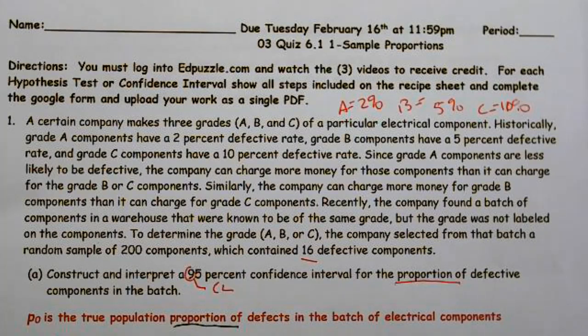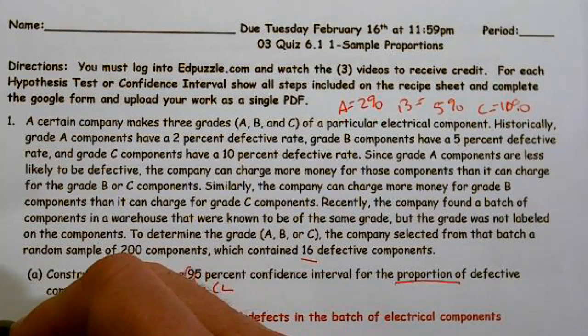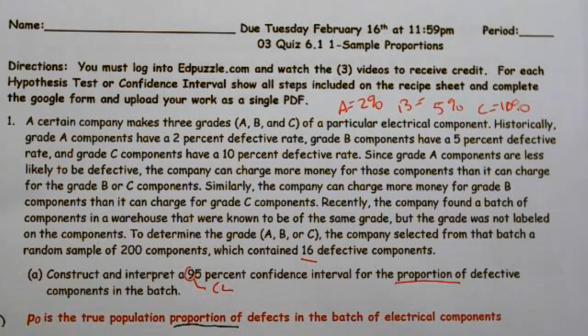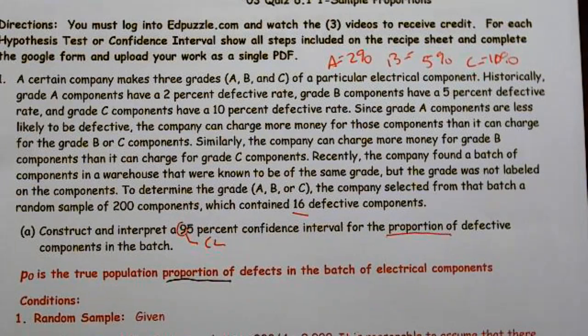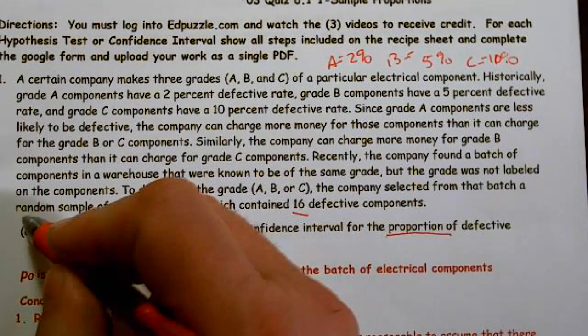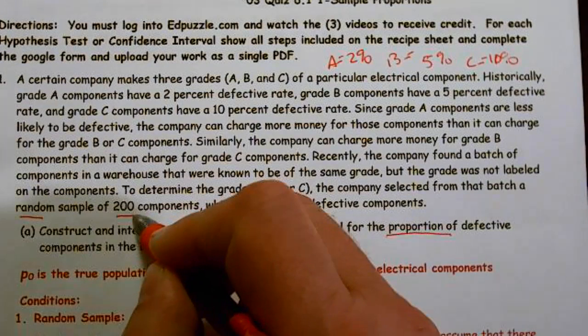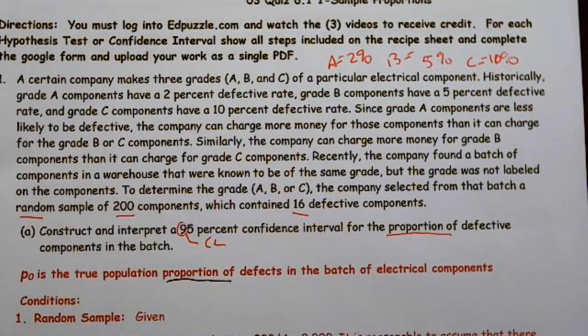Okay, continuing on. Our next step on the recipe is the conditions. And the first condition said we took a random sample, and they told us that right here at the very bottom. They said they had a random sample of 200 components.